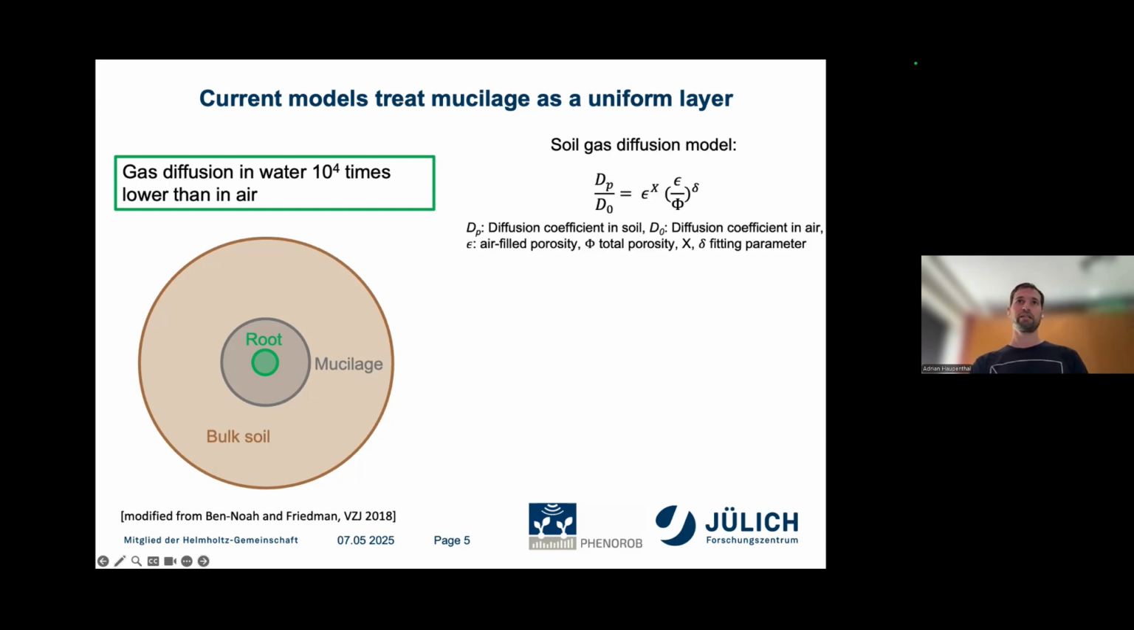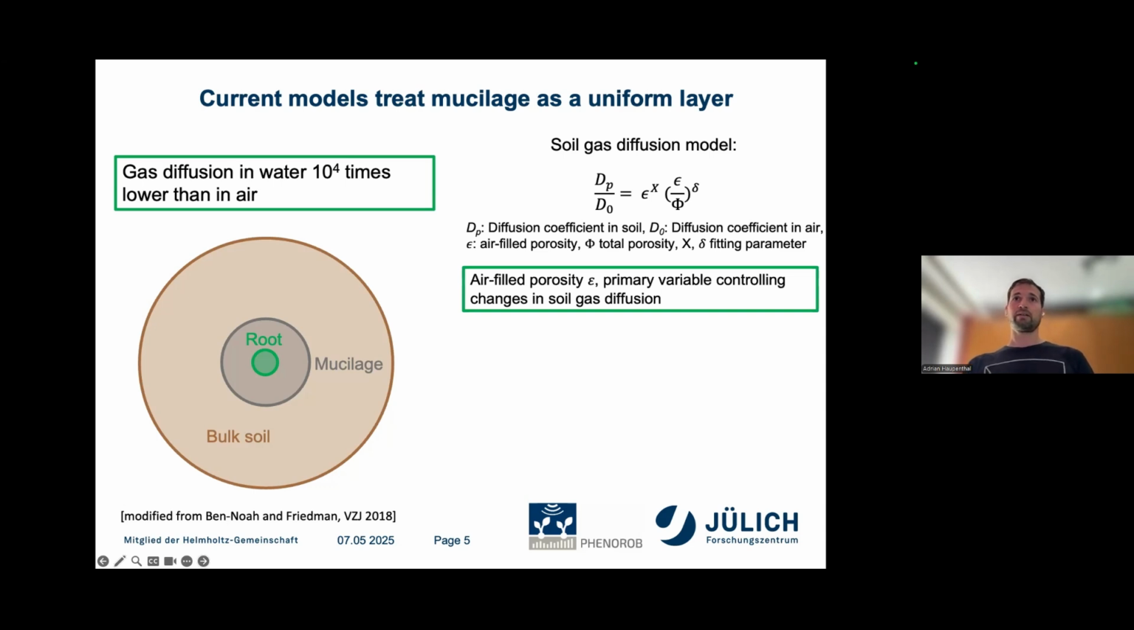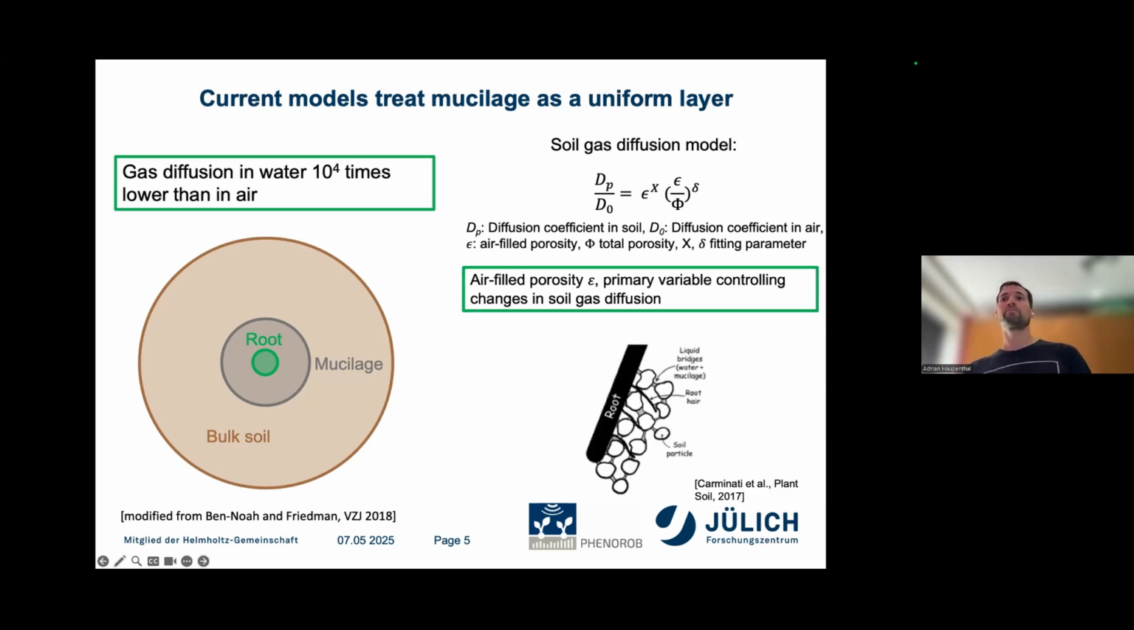If we look at soil gas diffusion models in general, we can see a general formula to describe the diffusion, and the air-filled porosity is the primary variable controlling soil gas diffusion. Yet we have seen that mucilage and EPS form more filamentous structures in soil, which might favor oxygen diffusion compared to a continuous bulk mucilage layer. Also, if we imagine these as thin filament structures, they might not affect the air-filled porosity.